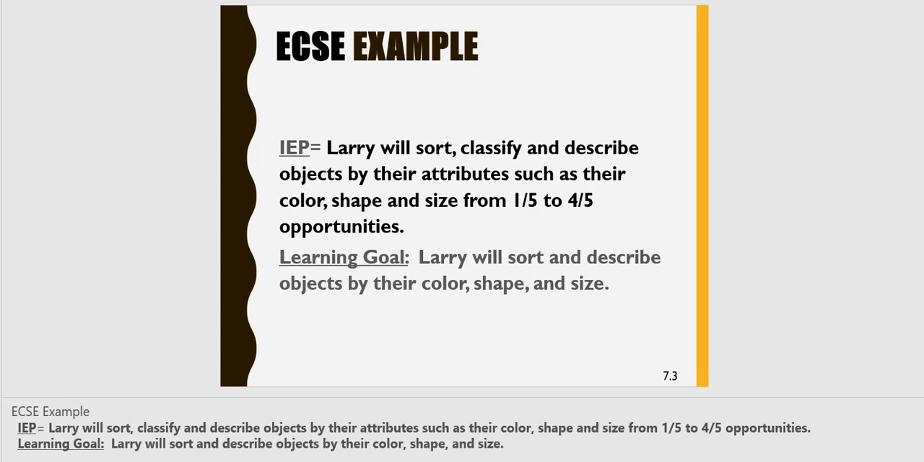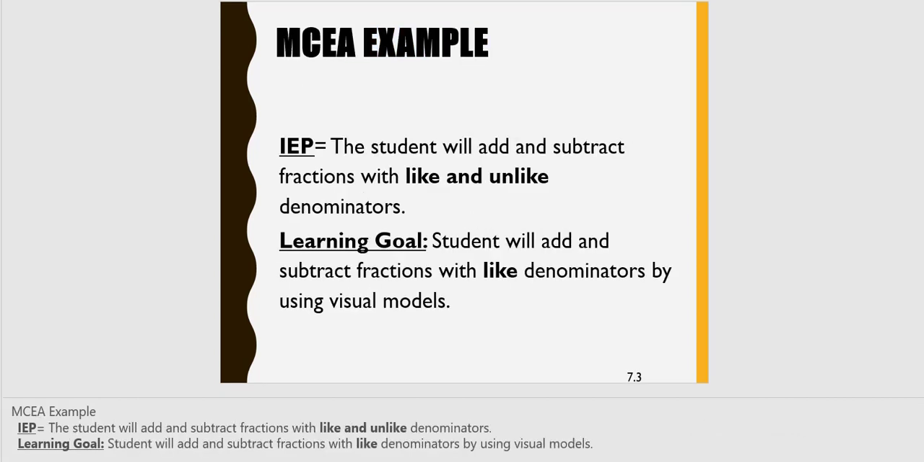The learning goal is Larry will sort and describe objects by their color, shape, and size. Notice we're not including classify, and we can control our input so that we limit the amount of sorting or describing by selecting just certain colors, certain shapes, and certain sizes, maybe big and small.